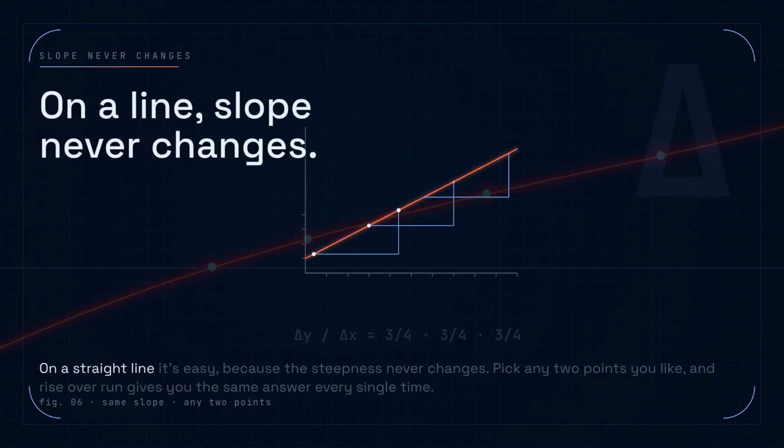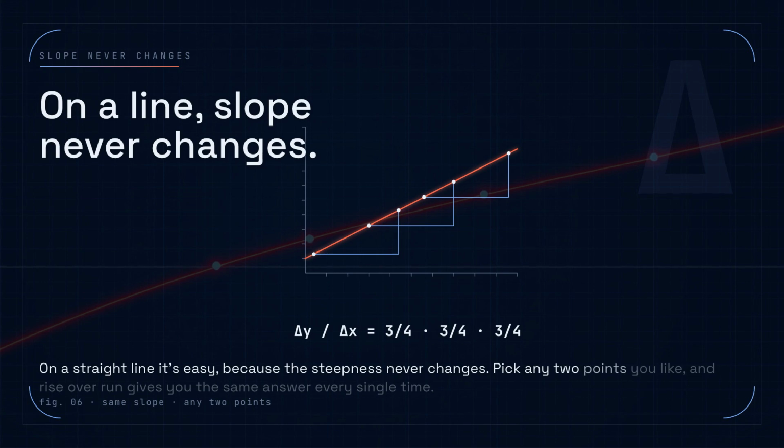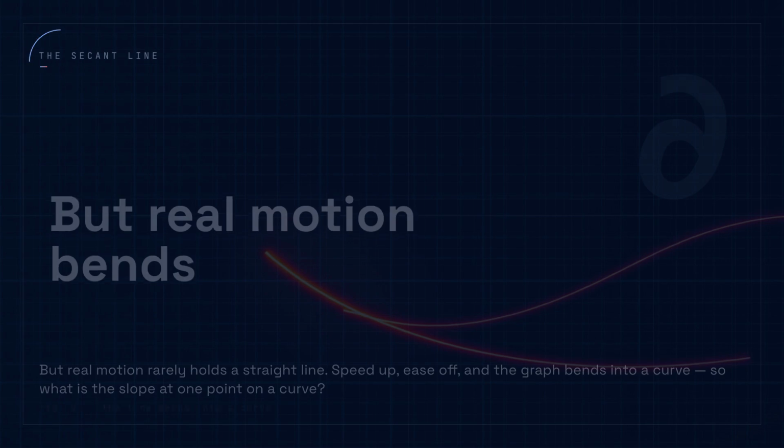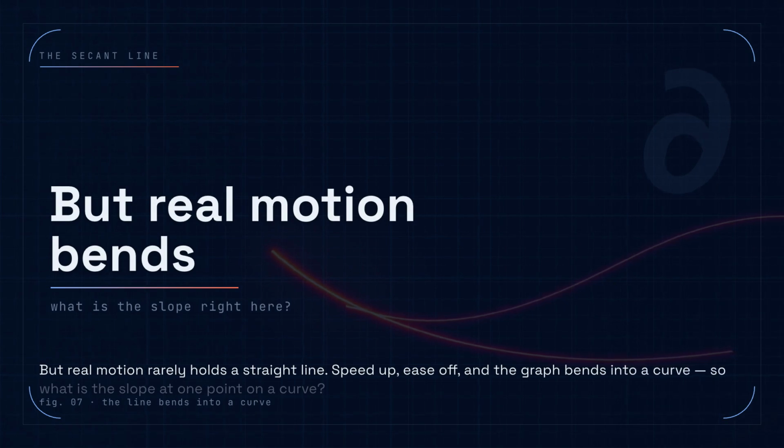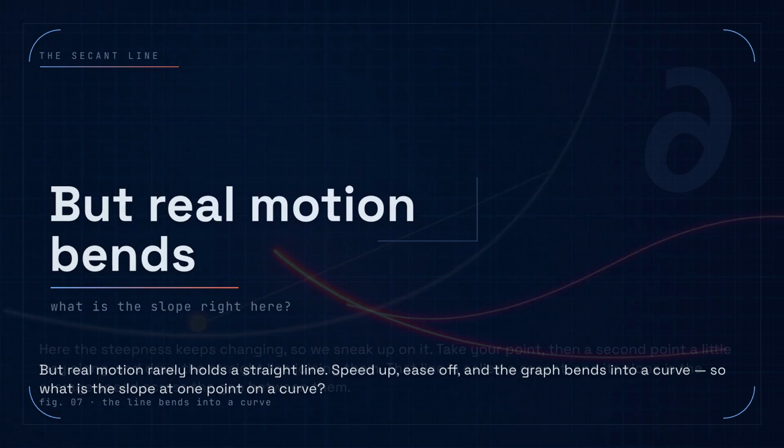On a straight line, it's easy, because the steepness never changes. Pick any 2 points you like, and rise over run gives you the same answer every single time. But real motion rarely holds a straight line. Speed up, ease off, and the graph bends into a curve. So what is the slope at one point on a curve?